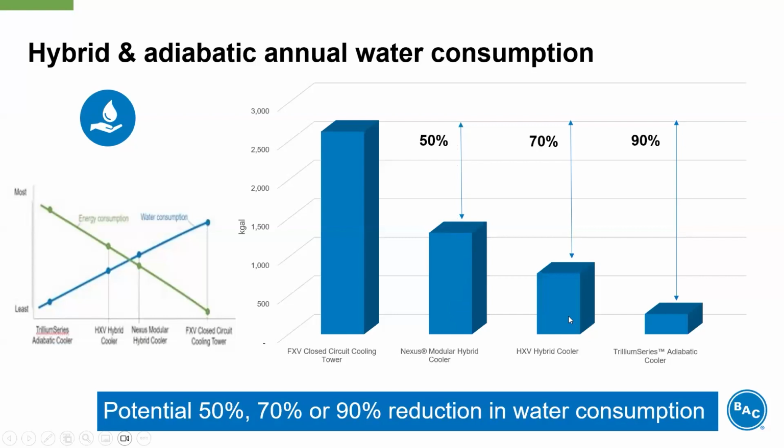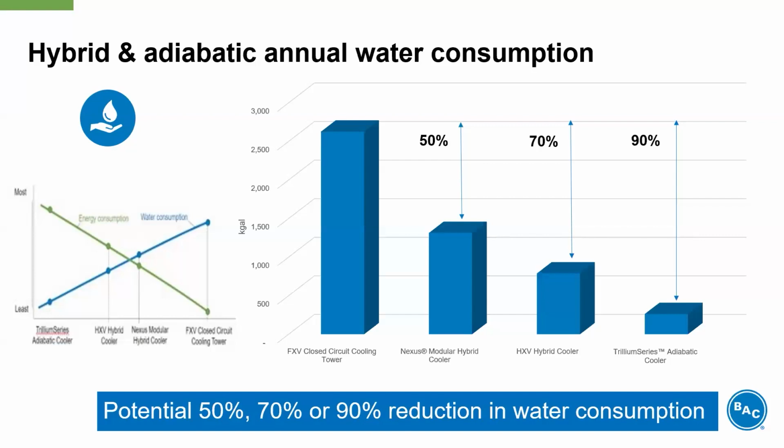Next, we have the HXV hybrid cooler. This was the larger product that has both dry fin coil and wet evaporative coil in series. Since we have that dry fin coil, we're able to get essentially free sensible cooling before the process fluid goes to the evaporative cooling. So that enables us to significantly reduce the amount of water that's needed to spray on that wet coil. So we see a 70% reduction for an HXV in water use.